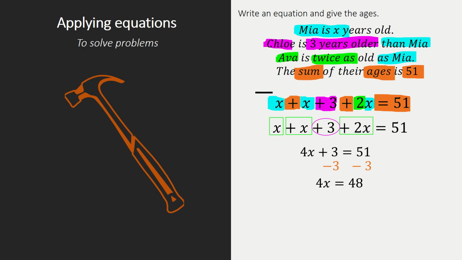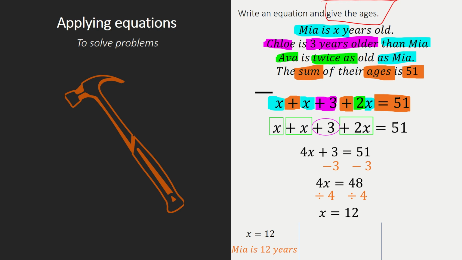Your answer is going to be 4x equals 48. But we want to know what 1x is, so we need to divide by 4, and we get x equals 12. And again, this is not your answer yet, because we need to give the ages. So let's separate our paper into 3 different pieces again. We know that Mia is x years old. That's in the story. So Mia is 12 years old, since x equals 12.